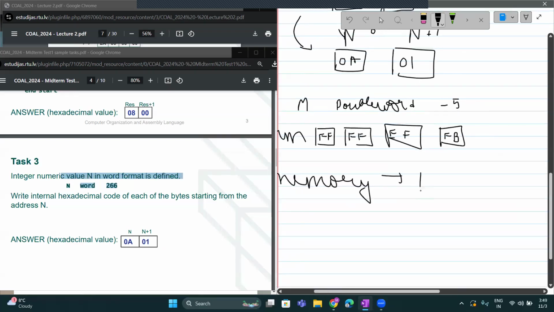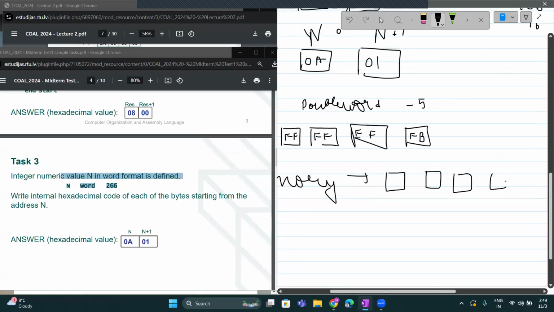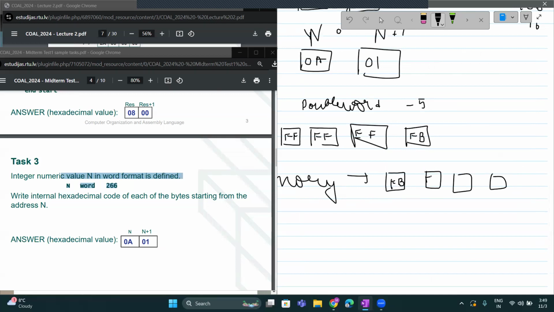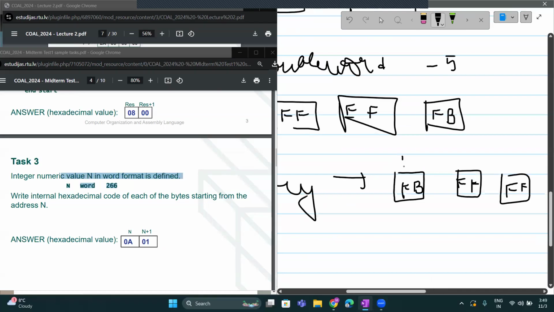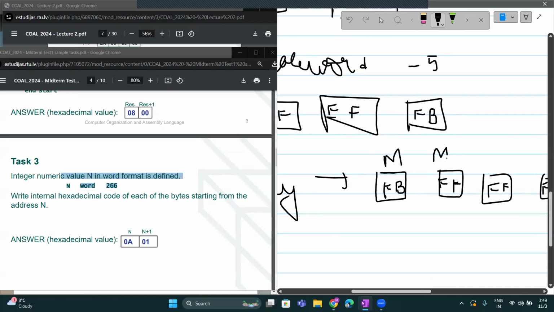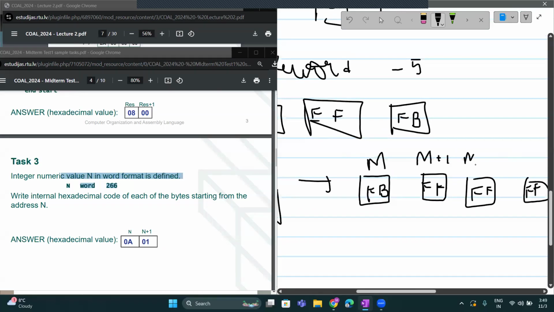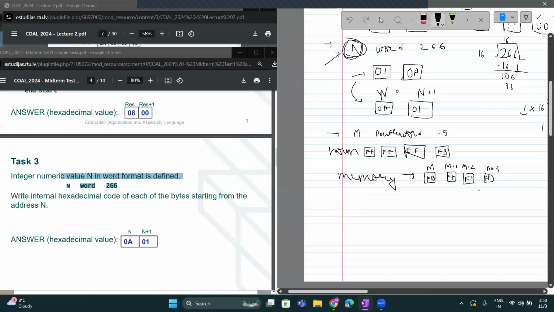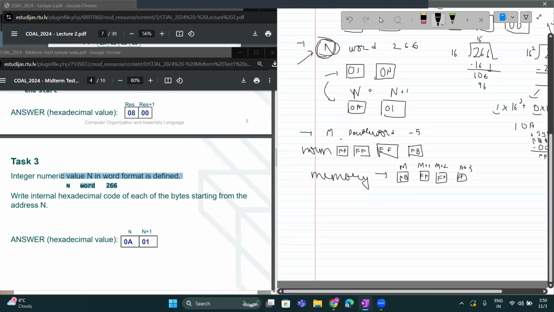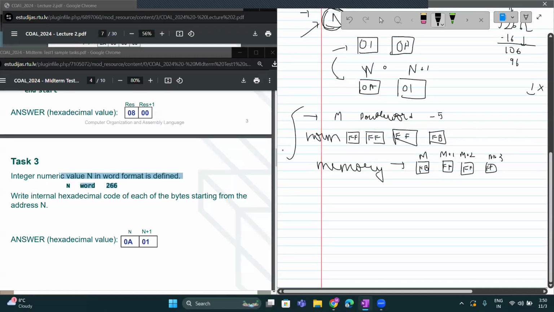And in memory, it will be the opposite. So the FB byte comes first, then the FF byte, and FF byte, and again the FF byte. And if we write the address, this is address M, this is M plus 1, this is M plus 2, this is M plus 3. Yep, this is one of the examples of how the questions will be.